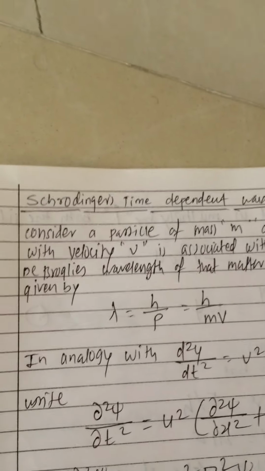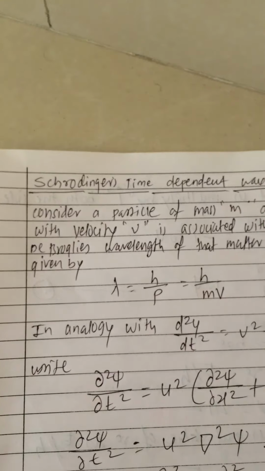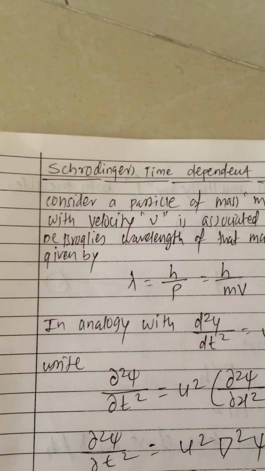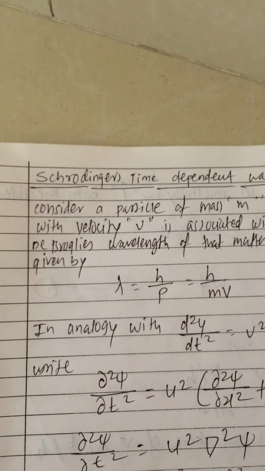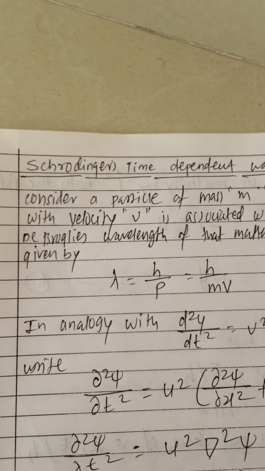Dear students, let us talk about the second half of the Schrodinger equation, which is Schrodinger's time dependent wave equation. Now in this equation, up to the ∂ψ/∂t, in the previous equation, the equation remains the same. I will revise once again.